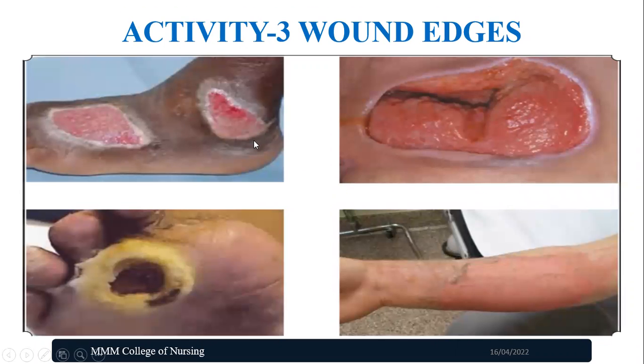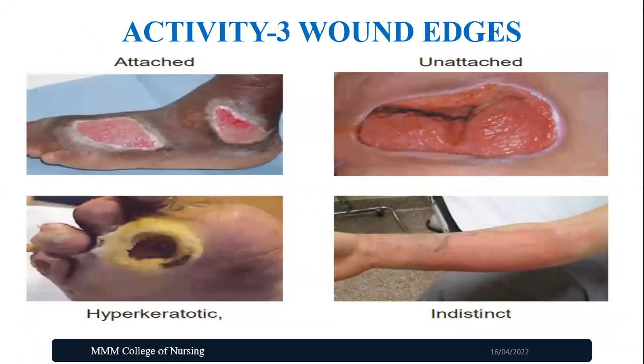This is just for you to identify the wound edges. Can you identify what type of wound edges these 4 are? The first is the attached wound edge. We can see the wound edges are even or flush with the wound base. There are no side walls present.